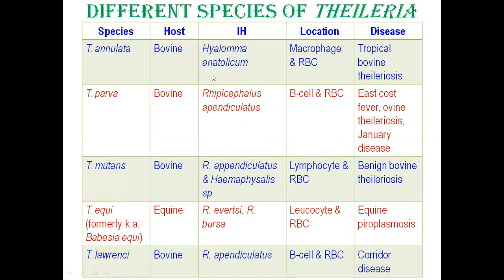These are some of the species. One is Theileria annulata, as I've said. This causes tropical bovine Theileriosis, which is transmitted by Hyalomma anatolicum, and infects the macrophage and RBC. In the macrophage, there will be Koch's blue bodies. In RBC, there will be piroplasms.